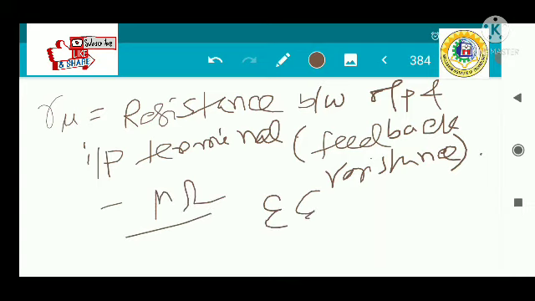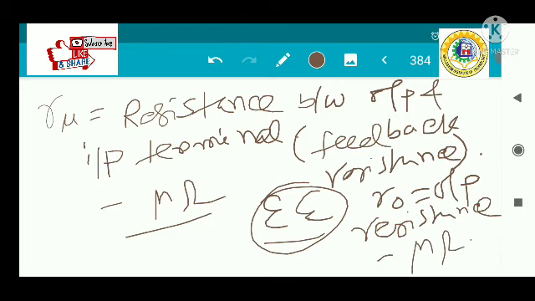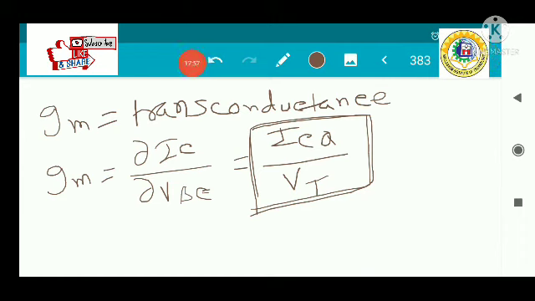It can also be related to the early effect. And your R0 is the output resistance. This value is also in a very high range. Now, this is all about the RE model.